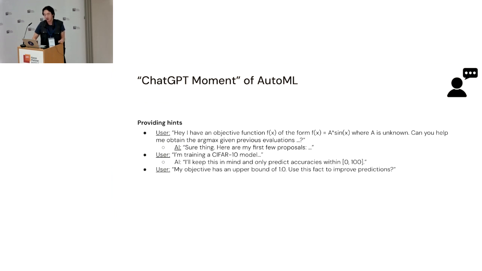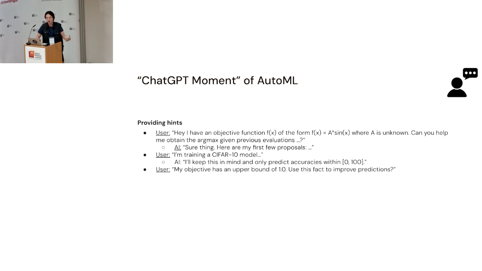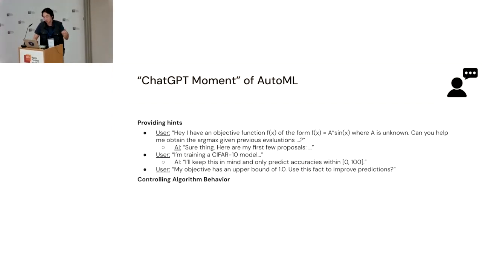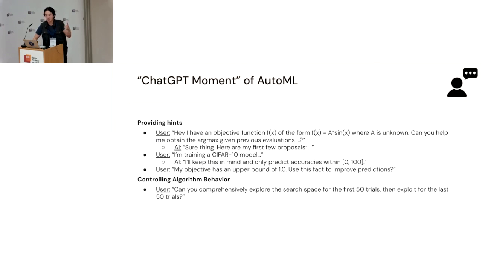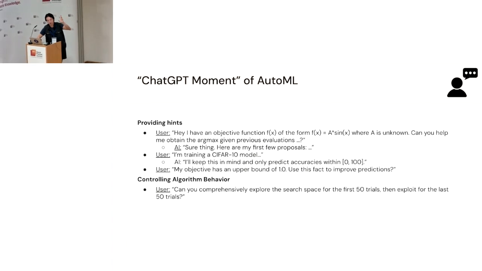Or for example, I've seen a paper that tries to do this in a mathematical format: my objective has an upper bound of 1.0, can you use this fact to improve your predictions? I saw a paper that tried to bound the GP using this. If the AI could also do this, that'd be great. Also, you can potentially control algorithm behavior. For example, can you explore the search space for the first 50 trials, then exploit for the last 50 trials? Using text, you can try to force the AI to output some sort of intended behavior.